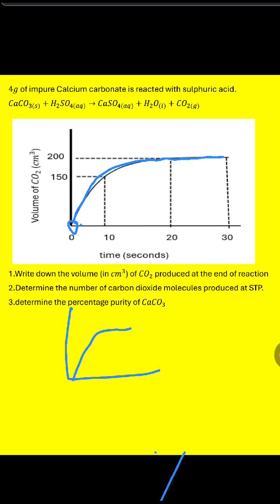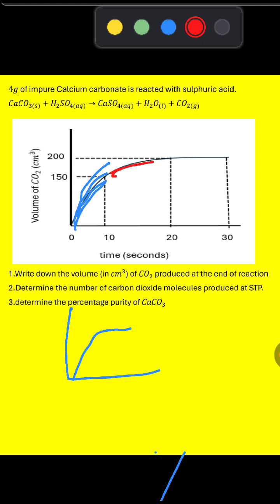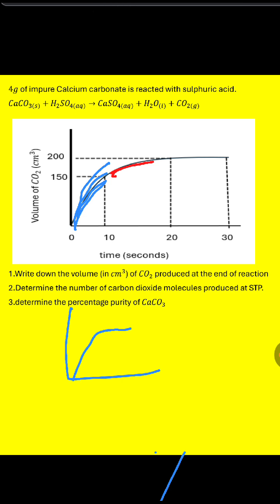A product starts from 0. From the beginning of the reaction, the product starts from 0. So you look at from here up to there. This section here, we say the reaction is faster, and from here up to there, the reaction is slow, and then at this stage here, the reaction has stopped. Between 20 and 30, the reaction has stopped.